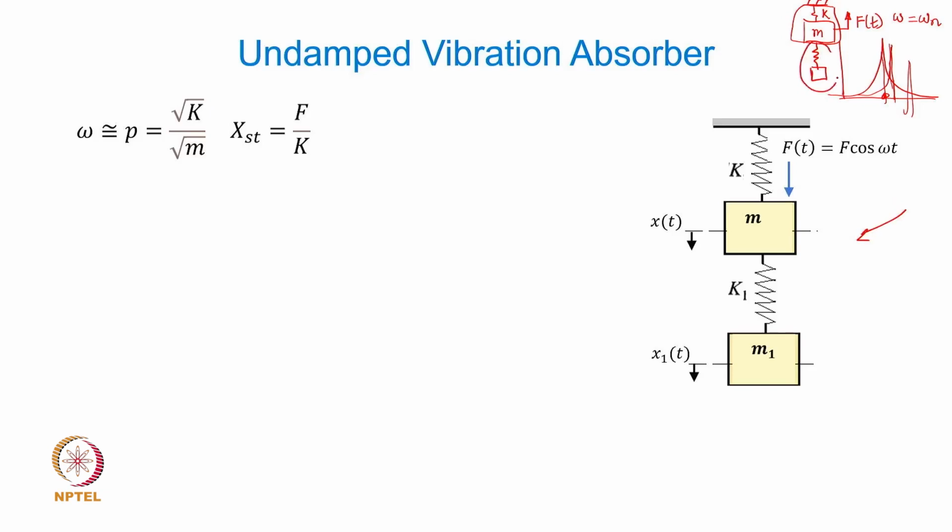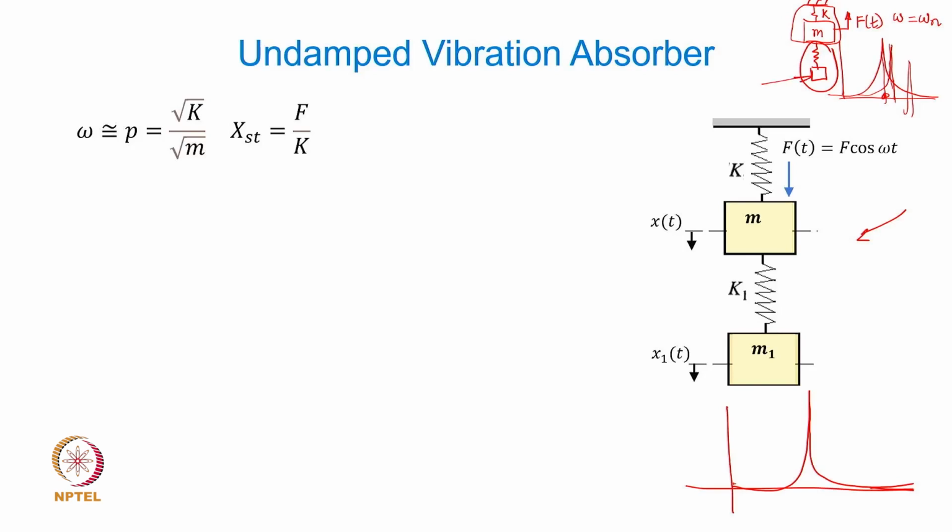This auxiliary system is appropriately designed so that the parent system, the main system, has its vibration amplitude 0. Now, obviously the initial response of the parent system or the main system is this. The moment we attach this additional system to it, the system no more is a single degree of freedom system.